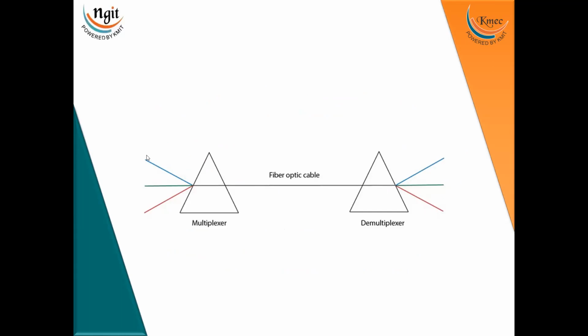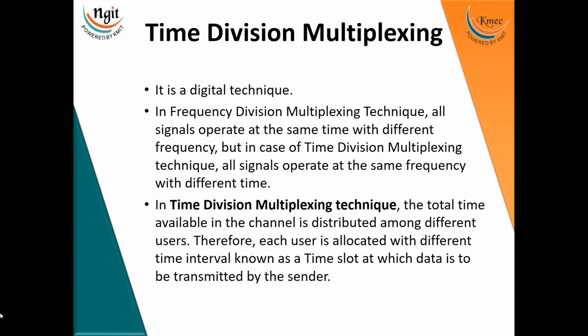And next, we have multiplexing and demultiplexing. In multiplexing, what happens? From multiple channels, the data is transmitted from many to one. And in demultiplexing, it is divided into three or more. It is one to many.